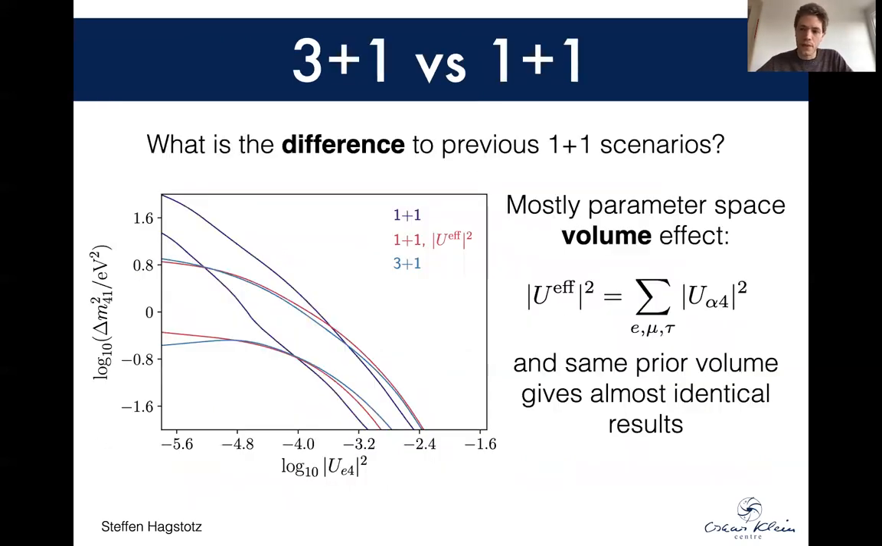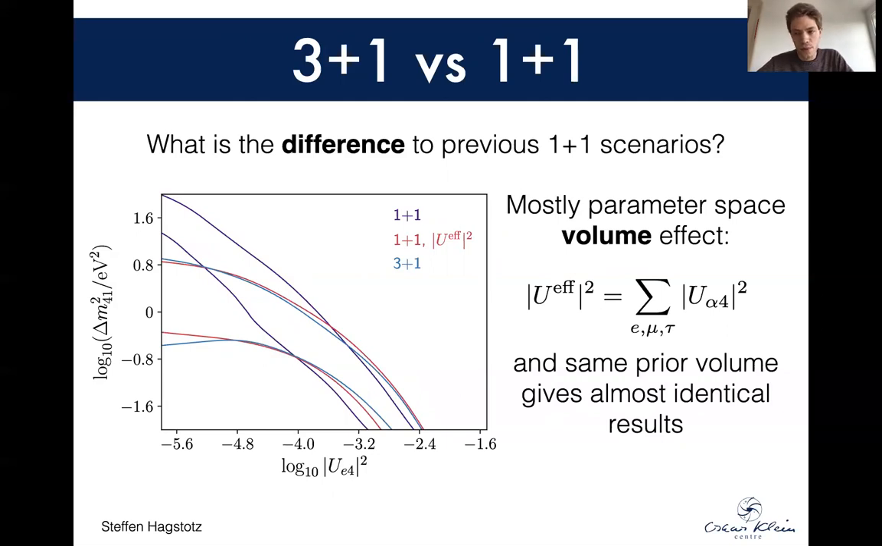We also went into detail and tried to understand where the difference between our full 3+1 setting with 3 active neutrinos and previous studies is. At first glance, the results are very different. I'm showing here the 1 and 2 sigma constraint contours. 1+1 shows the analysis done only with 1 active neutrino. 3+1 shows our full analysis that we presented before. And they differ. But the main difference between them actually is only a parameter volume effect.